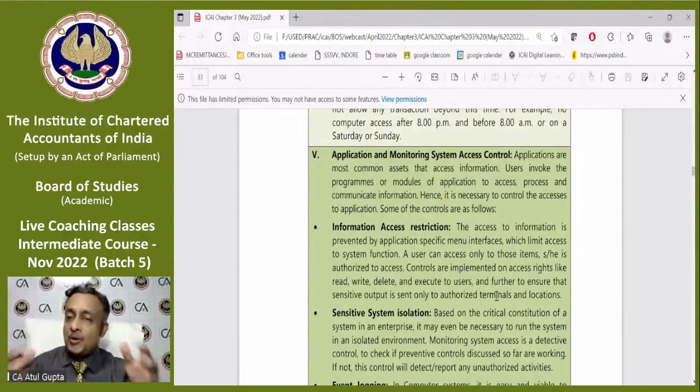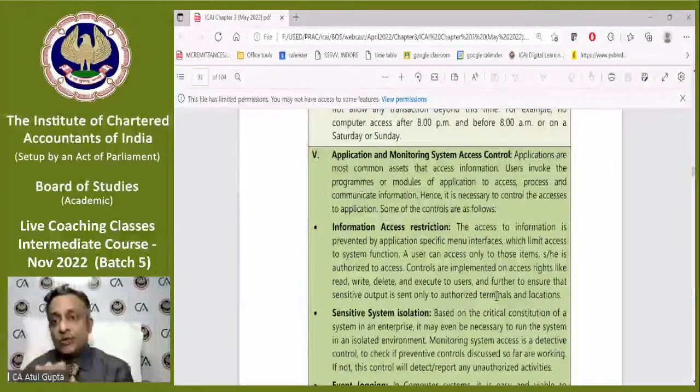Like we have talked about Tally. A cashier can create a voucher, but she cannot modify a voucher. So these restrictions are application level restrictions.